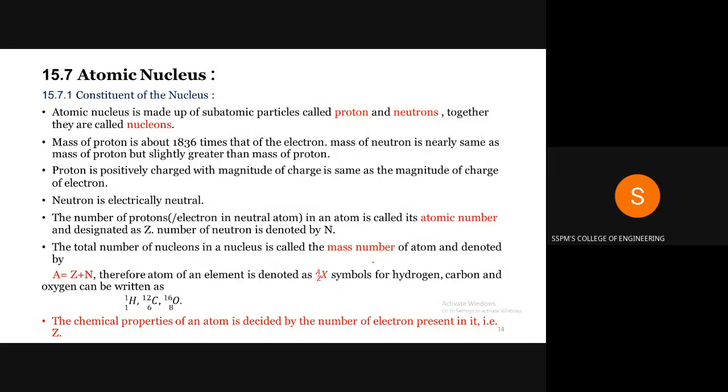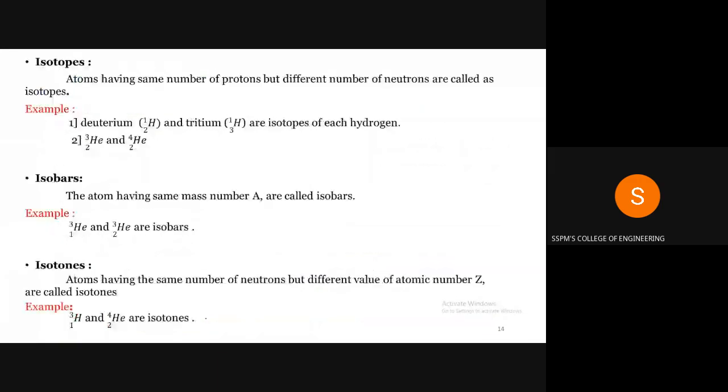Here it is given. 1H1 means this one is atomic number, this one is mass number. The chemical properties of an atom are decided by the number of electrons present in it, that is atomic number. Am I audible?